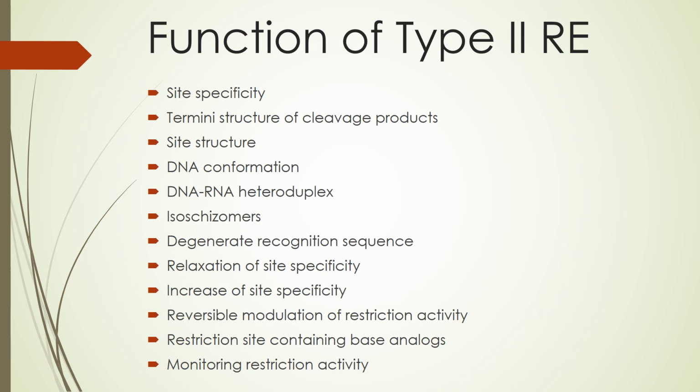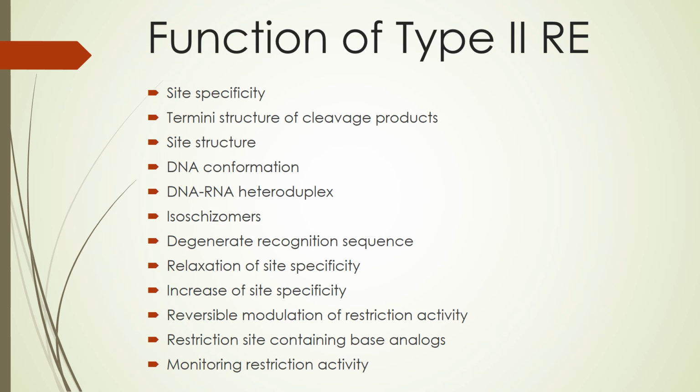Next is the degenerate recognition sequence. Some restriction endonucleases accommodate more than one base at a particular position in the sequence and cleave them with equal efficiency. This degeneracy can occur at any one of the two base positions within a recognition sequence, in such a way that some symmetry about the inversion or any rotation is maintained.